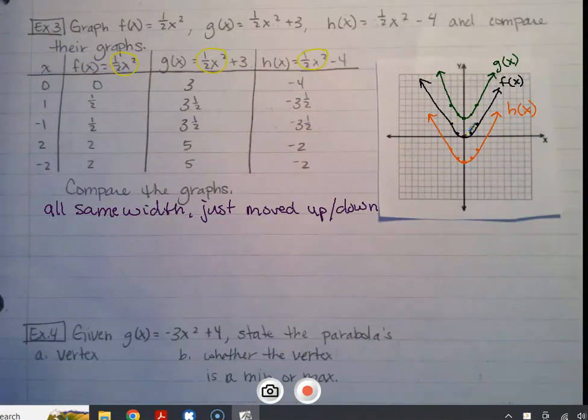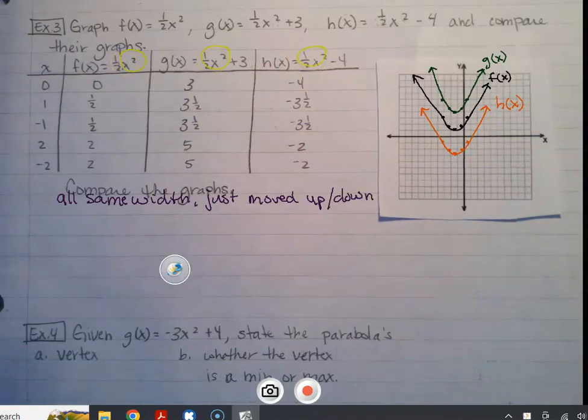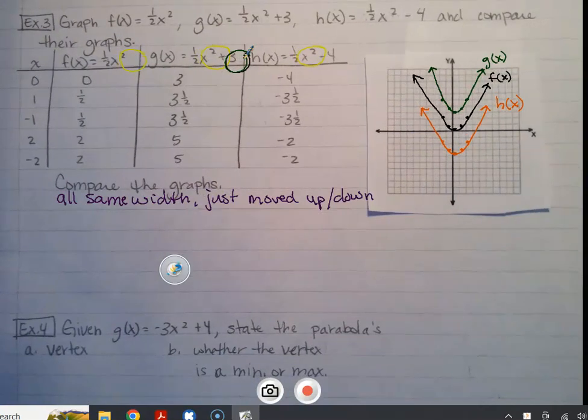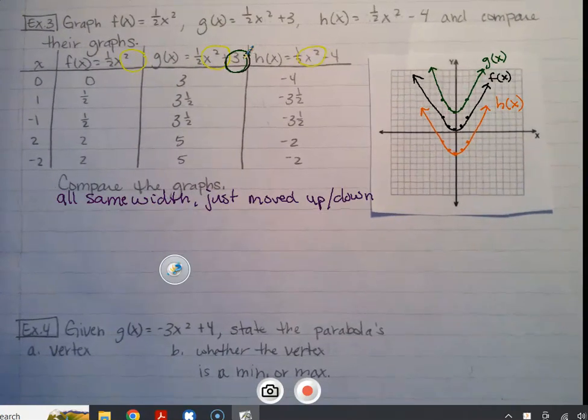But if we look at the g of x, it has a +3 to it. Right? And so where did it move? Up 3 on the y-axis, yes. So we added 3 and it moved it up 3.